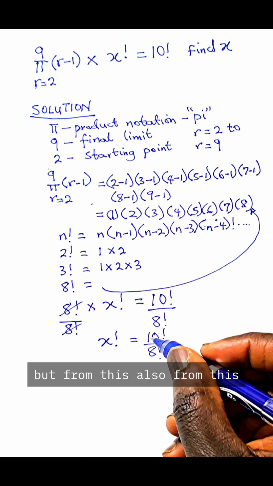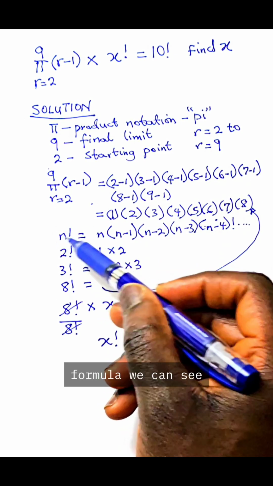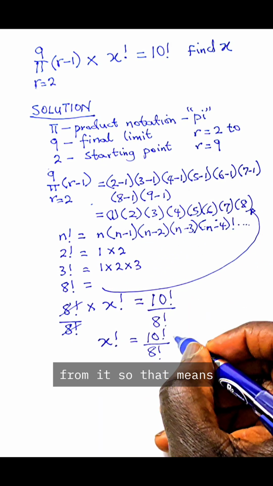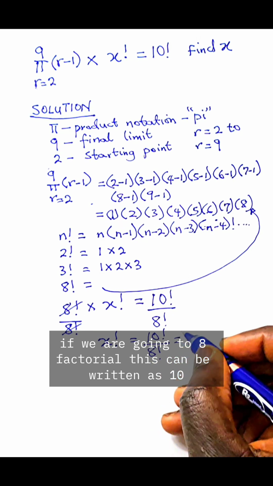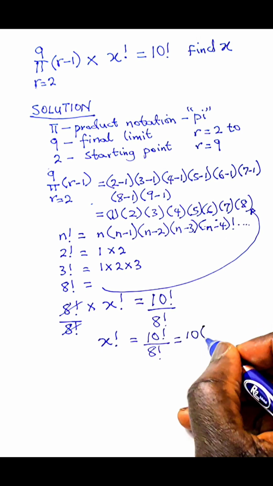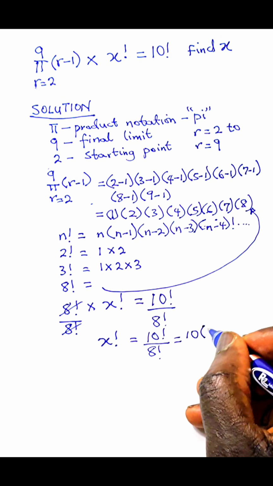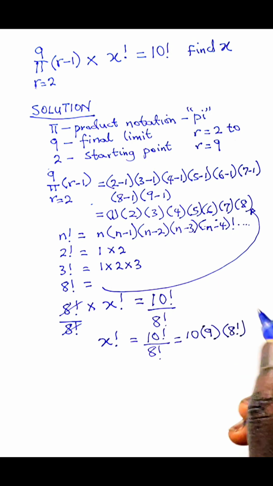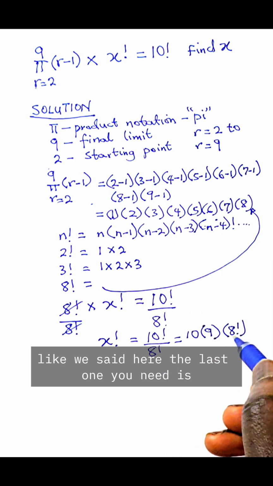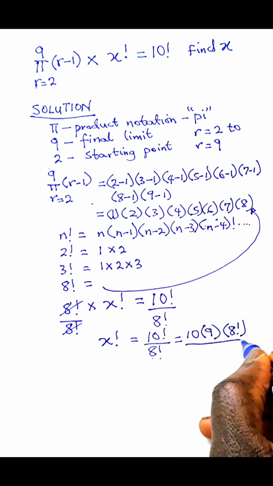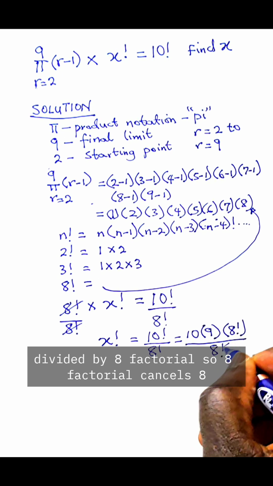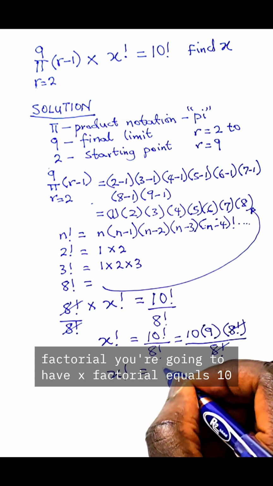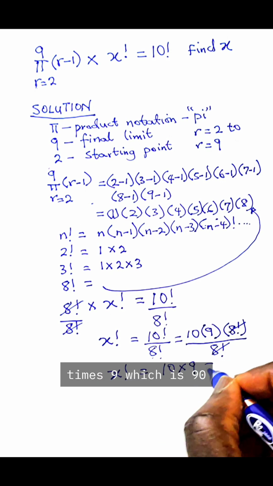But from this formula, we can see that n factorial goes by removing 1, 1, 1 from it. So 10 factorial can be written as 10 times (9 times 8 factorial). Like we said here, the last one you need is the one you put factorial on. Divided by 8 factorial, 8 factorial cancels 8 factorial. You're going to have x factorial equals 10 times 9, which is 90.